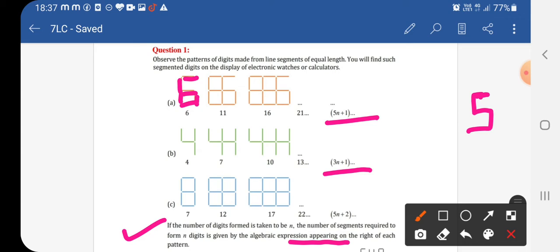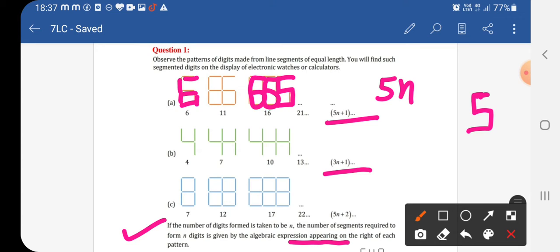How? Because here you can see this was already made 6, this was already made 6. Now count how many more segments will be required: 1, 2, 3, 4, 5. So for each new 6 we require 5 more segments. So the expression given already is 5n. 5 means for each new one we require 5 segments. If we are making n number of 6s, we will require 5n.